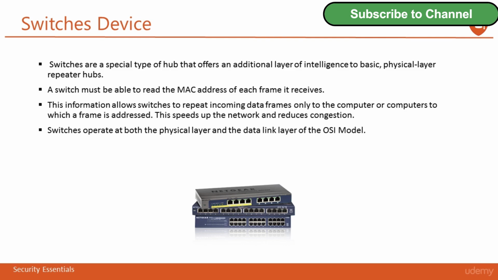A hub is broadcasting the message. For example, when we are connected to a hub and System A wants to connect with System C, then System A will broadcast the packet over all the systems that are connected to the hub. With a switch, if A wants to communicate with System C, then only C will get that packet. The switch will not broadcast the packet. This is the main difference between hubs and switches.